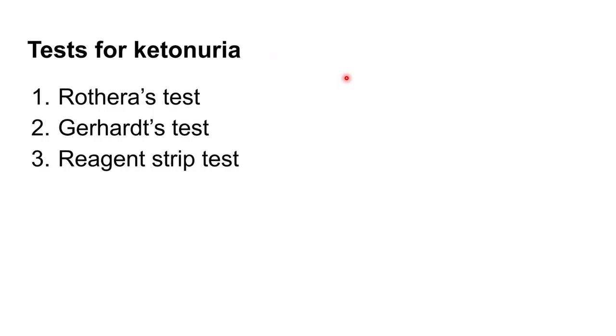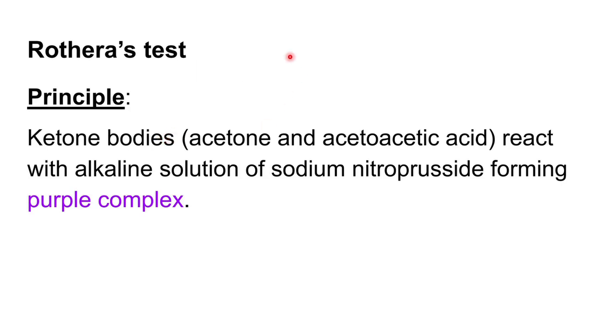So what are the tests for ketonuria? So we have Rotheras test, we have ferric chloride test, we have reagent strip test. So now let us see the Rotheras test. So what is the principle of this Rotheras test? So Rotheras test is whenever there are ketone bodies, could be acetone and acetoacetic acid, it will react with an alkaline solution of sodium nitroprusside forming a purple complex.